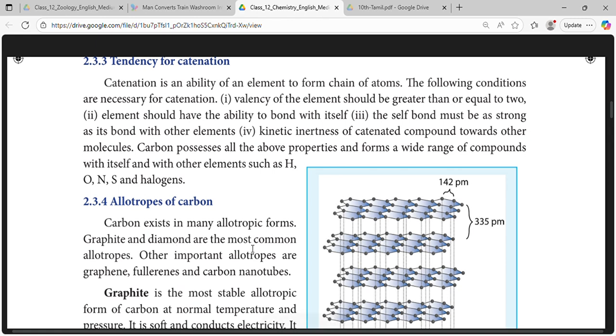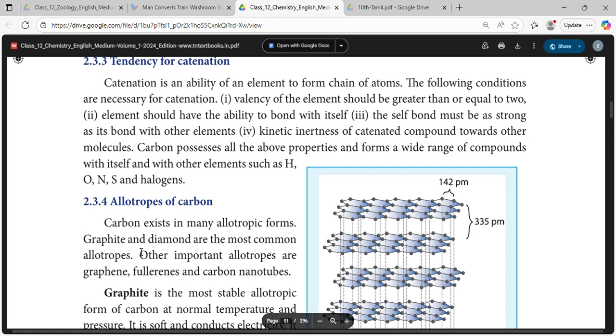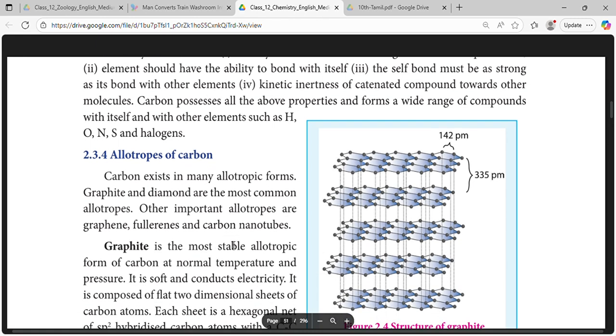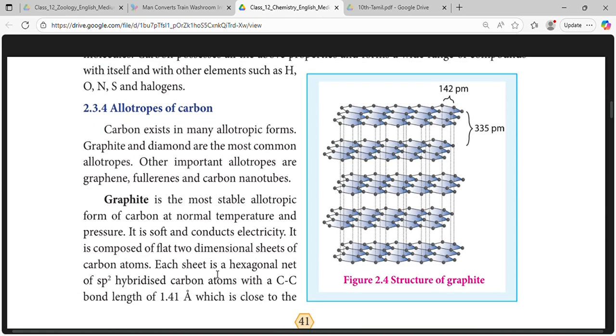Carbon exists in many allotropic forms. Graphite and diamond are the most common allotropes. Other important allotropes are graphene, fullerenes, and carbon nanotubes. Graphite is the most stable allotropic form of carbon at normal temperature and pressure. It is soft and conducts electricity. It is composed of flat two-dimensional sheets of carbon atoms.